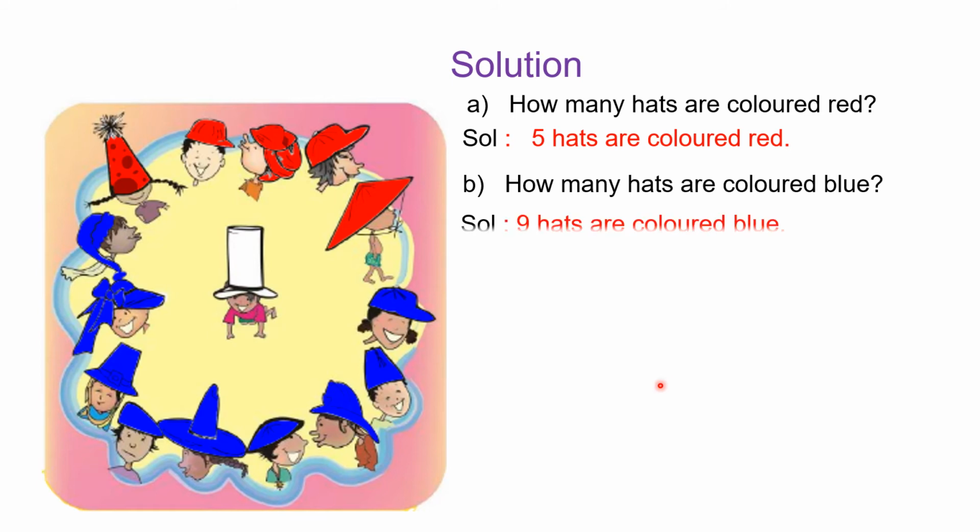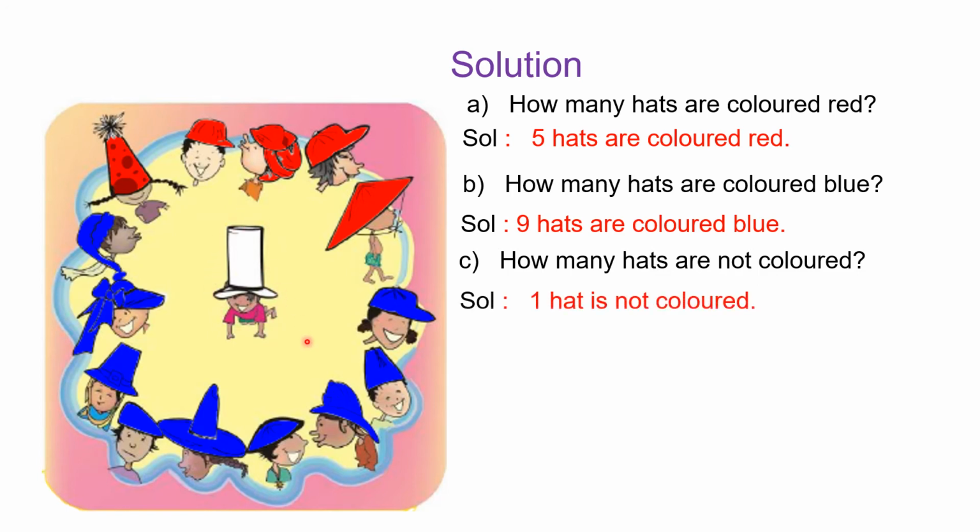How many hats are not colored? Only one hat is not colored. What part of the hats are not colored? 1 out of 15. That is 1 by 15 of hats are not colored.